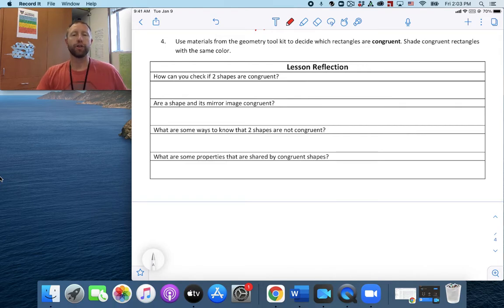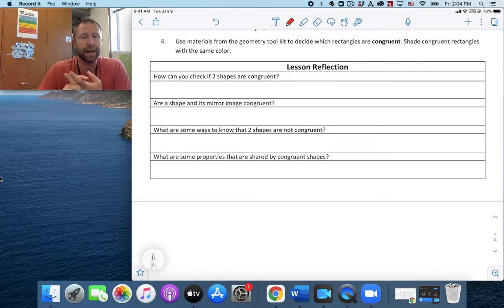All right, so we have some questions that you guys should already know the answers to based off of these activities that we just did. First one, how can you check if two shapes are congruent? Well, that means the same, right? And we already answered that question. How do we tell if stuff is the same on page 42 on the previous page? What did we put there? We put that they needed to look the same first off, right? How can you check if they're congruent? First off, just make sure that they look the same, right?